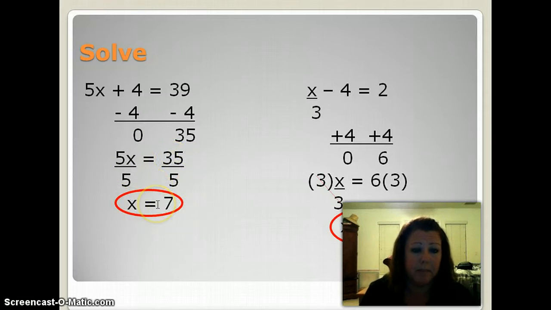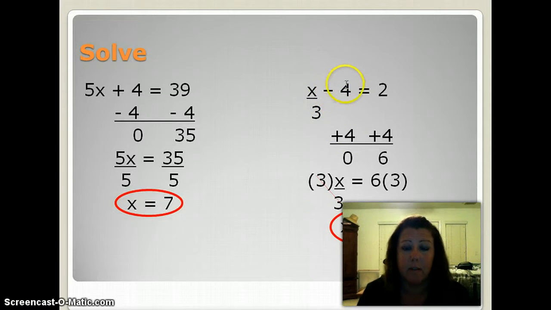leaving us with x equals 7. Over here, we have x over 3 minus 4 equals 2. So to get x by itself, we're going to start by subtracting or adding the numbers to both sides. So on this problem, we are going to be adding 4 to both sides. So negative 4 plus 4 is 0. And over here, 2 plus 4 is 6. We are left with x over 3 equals 6.